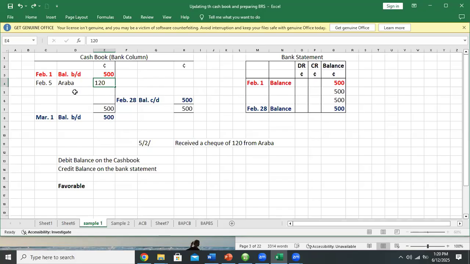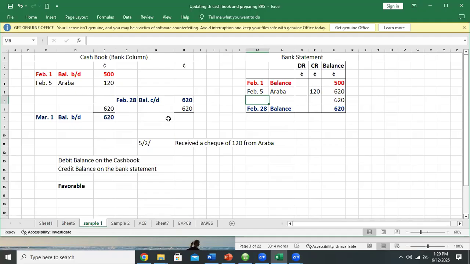The corresponding entry will go to Araba's account, right? But we are not preparing Araba's account. The focus is on the cash. Now, Professor, look at something. Immediately you do that, you see your cash book is now having a balance of what? 600. This check will go to the bank, right? So that the bank will also acknowledge that, okay, February 5th, Araba has brought a check and should be added or credited to the account 120. And that will make the two balances agree.